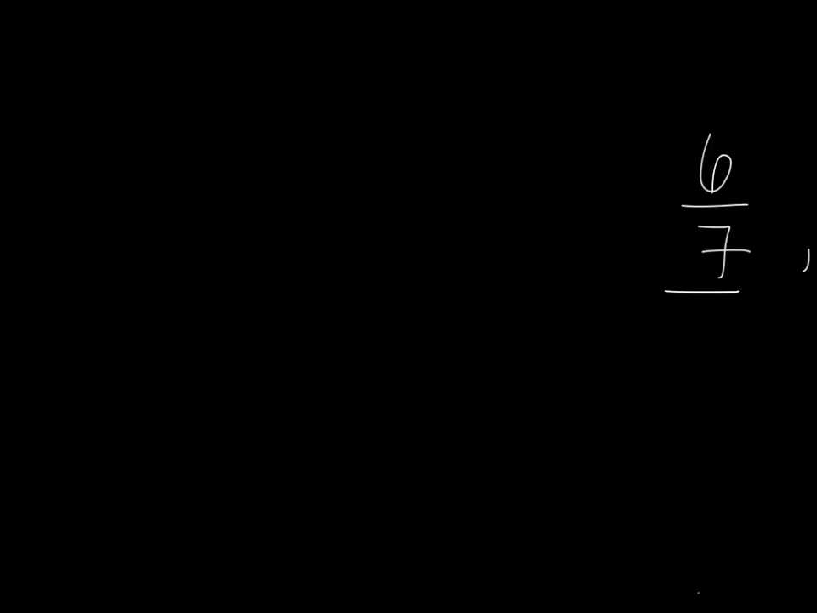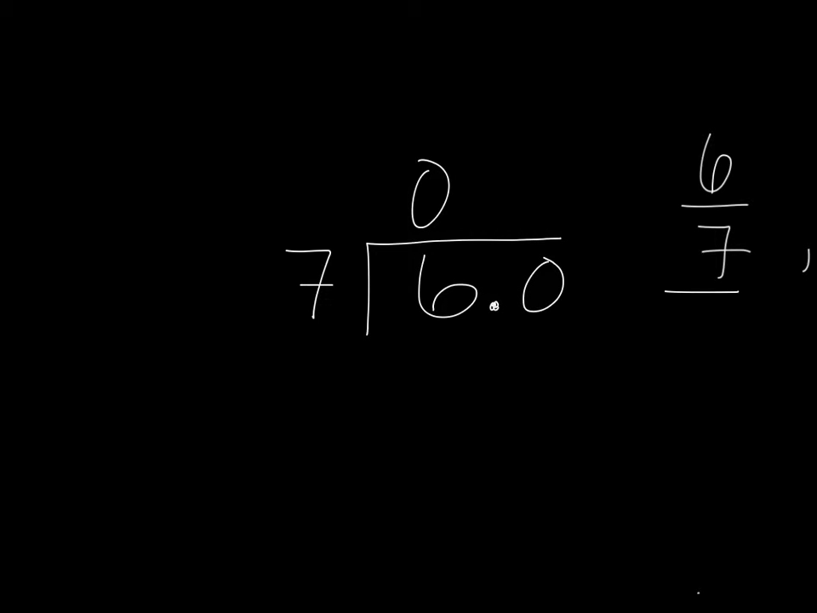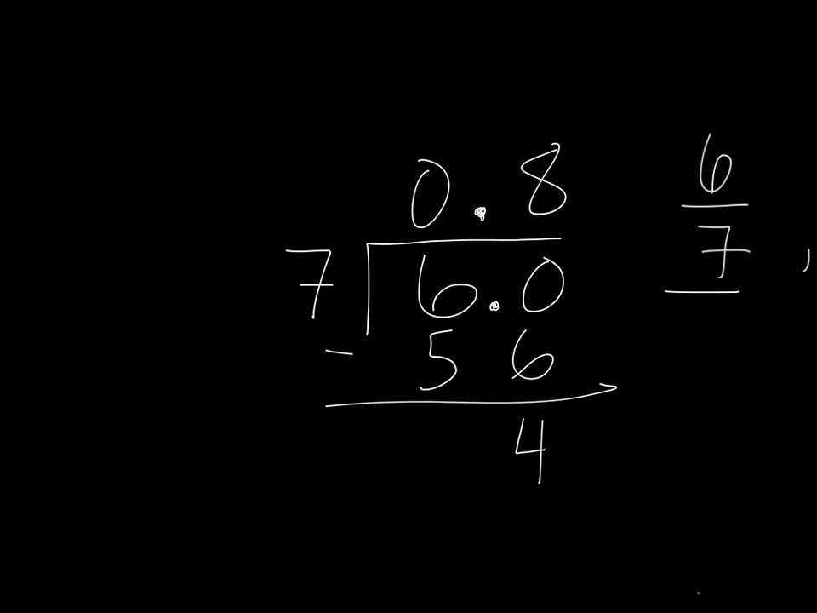I can make 6 sevenths into a decimal by dividing. The top number goes in, my bottom number goes out. This is review from Thursday of last week. Does 7 go into 6? No, it goes in 0 times. I need to add a decimal point and a 0, and now I can see how many times does 7 go into 60. Well, 7 goes into 60 8 times. 8 times 7 is 56. I want to subtract 60 minus 56 gives me 4. I can add another 0 and bring it down. 7 goes into 40 5 times.